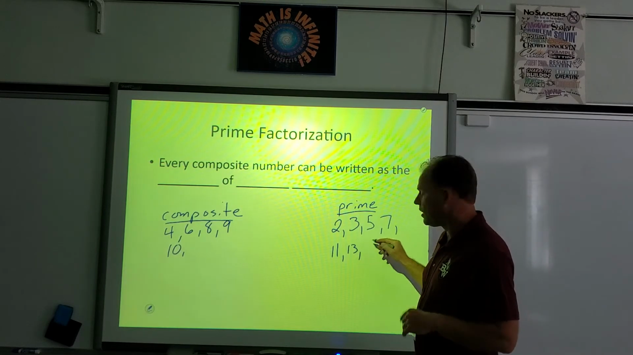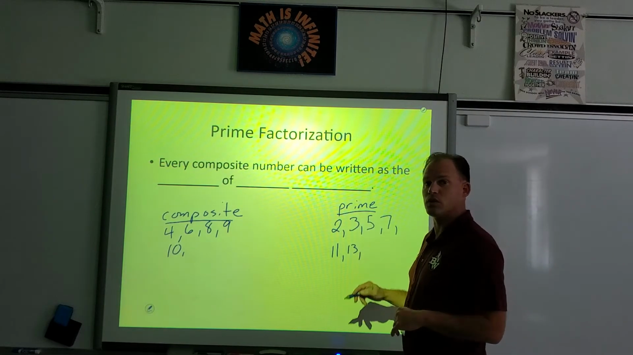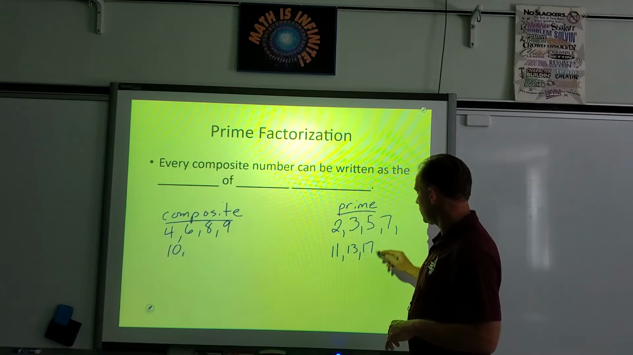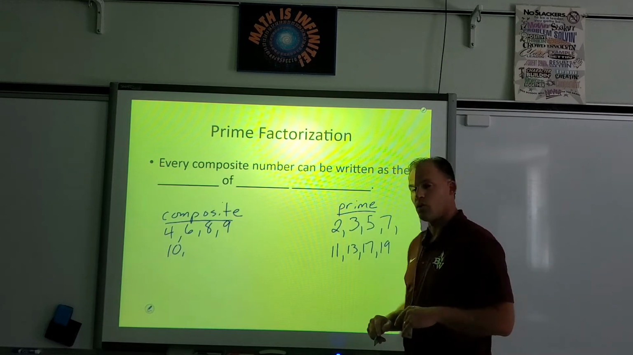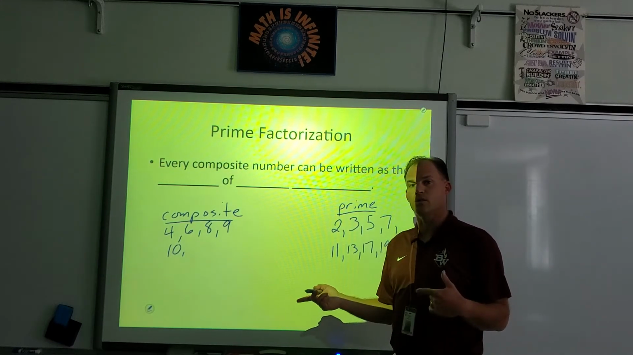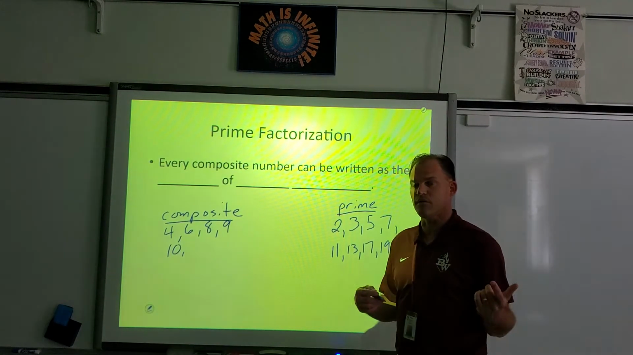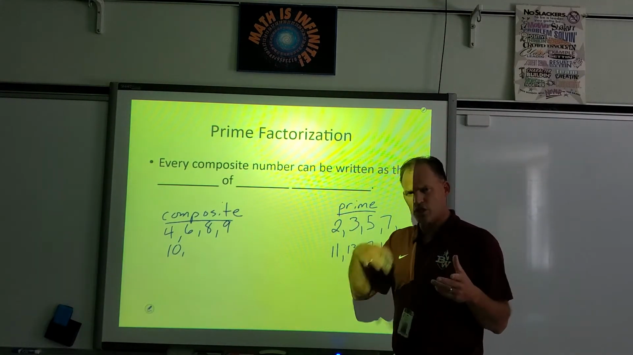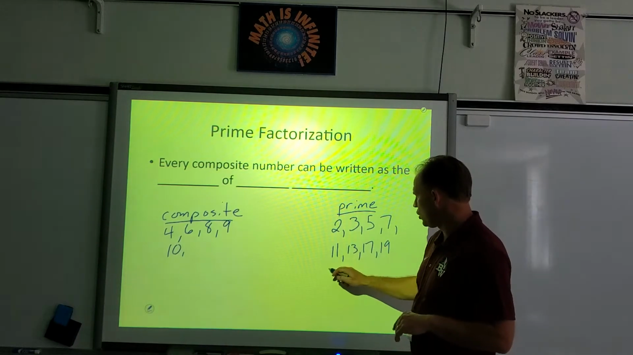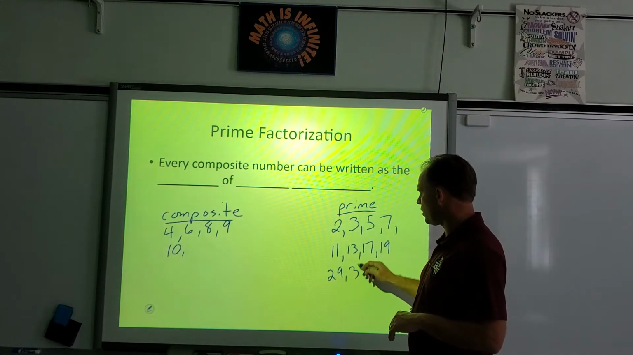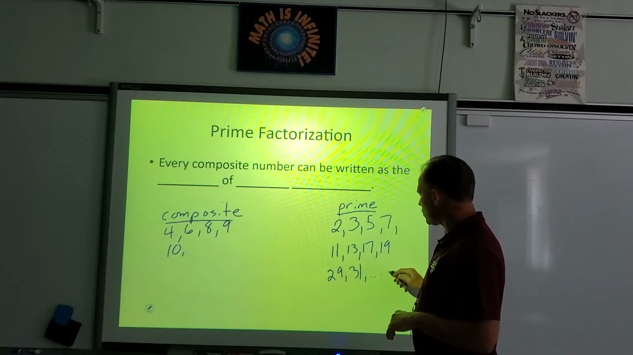13 is prime. 15, no, 5 goes into it. 17, 19, 21, nope, 3 goes into it. 25, 5 goes into it. 27, 3 goes into it. So they start to get more and more rare. 29, 31, and this list goes on and on.